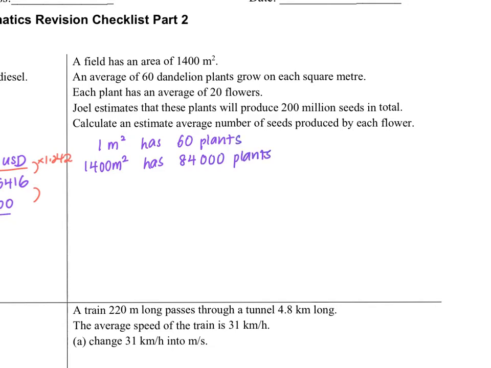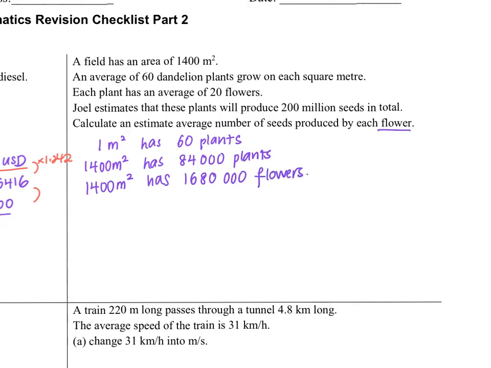Each plant has an average of 20 flowers. So he estimates these plants will produce 200 million seeds. And they want to find the average number of seeds produced by each flower. So that means I'm not going to have plants, I'm just going to keep flowers. So 1,400 square metres will have 84,000 plants, but on average you have 20 flowers each. So I'm going to multiply by 20 to give me, wow, a very large number of flowers.